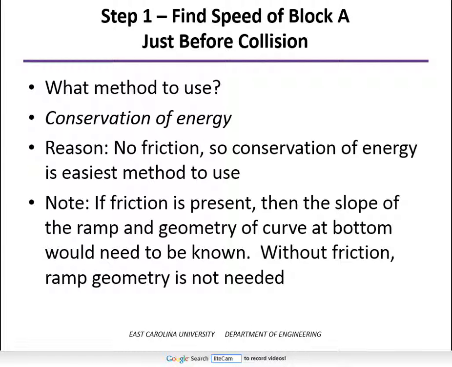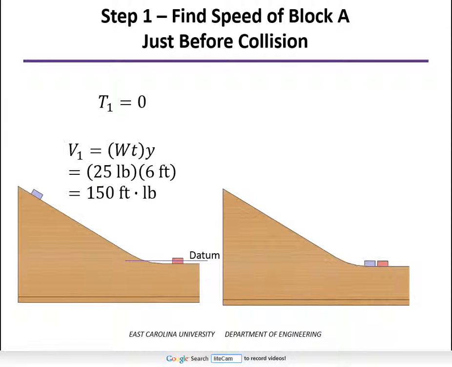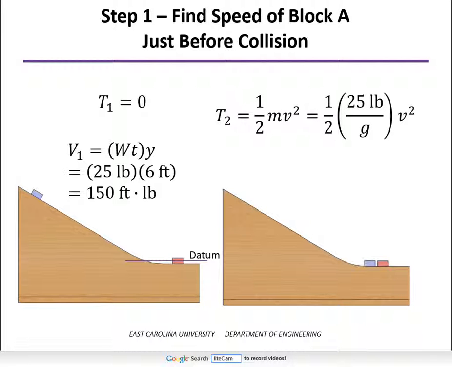But in the case of friction-free, we don't really need to know that. All we need to know is how far it drops, which is the 6 feet. So initially we start out at rest, so the kinetic energy is 0. Potential energy, if we call the datum as shown here, we're 6 feet above that, so the weight times the distance is 150 foot-pounds. Our final kinetic energy is 1/2 mv squared, v being what we're trying to find here, and the final potential energy, because of where we set the datum, would be equal to 0.